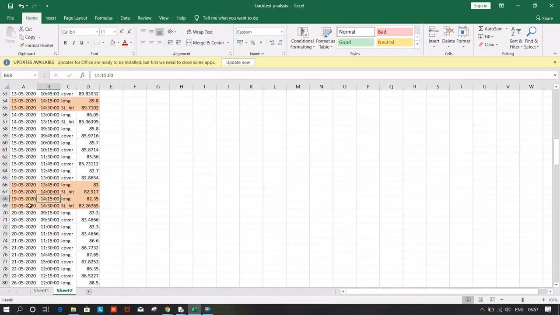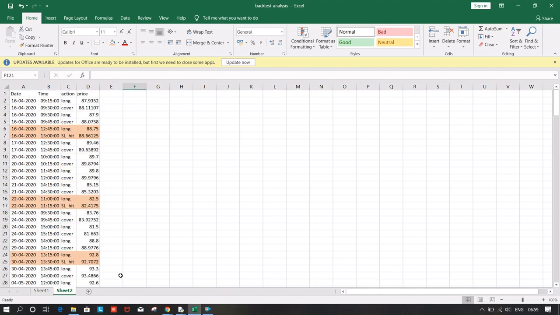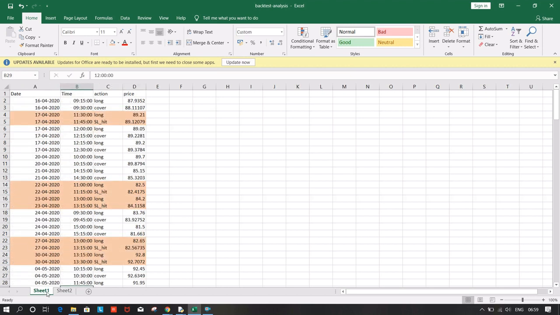So here we can see till 19th in long trades we have made a profit in a large number of trades and losses in a smaller number of trades. So that's it for backtesting, how to analyze your backtesting. You can check your backtesting on different stocks.